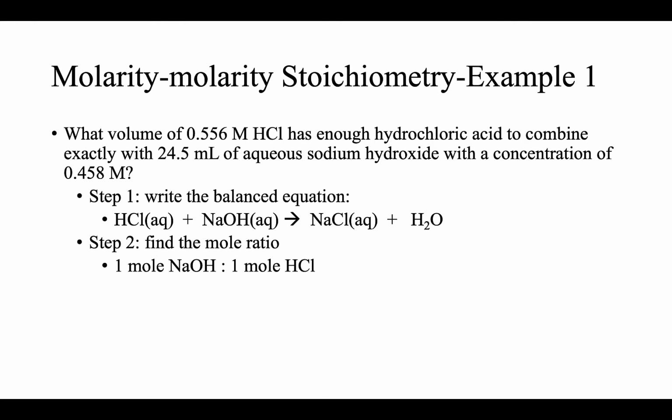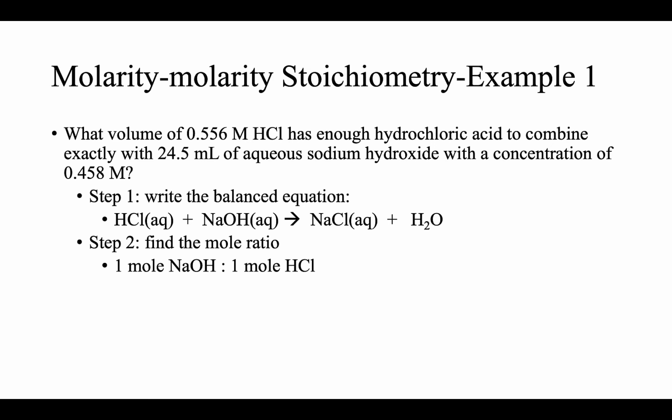Let's go over an example together. What volume of 0.556 molar HCl has enough hydrochloric acid to combine exactly with 24.5 milliliters of aqueous sodium hydroxide with a concentration of 0.458 molar? Step number one, write the balanced equation. Here I know that I have an acid reacting with a base, which is a very typical neutralization reaction. So I should have a salt as my product as well as water. In this case, my salt is NaCl.